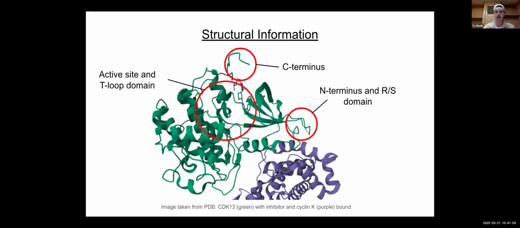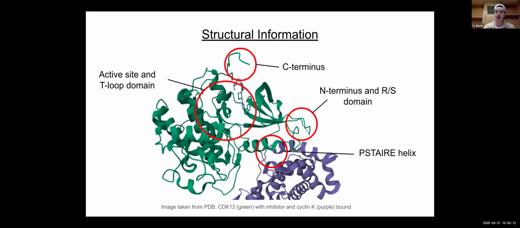And then this is the active site and T loop, so active site here, T loop in here. Without cyclin bound, the T loop would cover the active site, binding to a catalytic aspartate in the active site via salt bridge, which would hold it inactive. When cyclin binds, it causes a conformational shift, which allows the T loop to back off, that bond will break, and then the active site will open up.